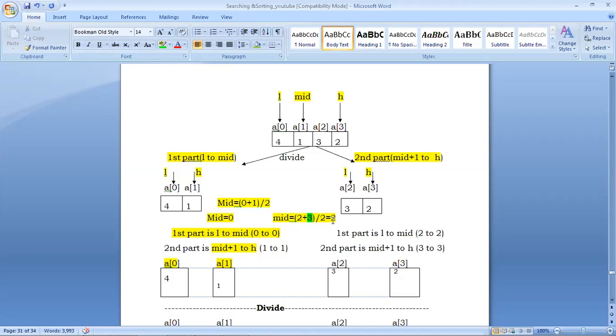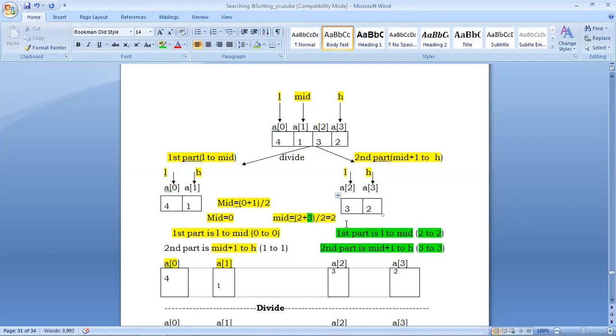Now based on the mid position or mid index, that is 2, you have to split this two elements array into two parts. So the first part is from L to mid. What is the lower index value? 2. So 2 to 2 is the first part. That means only one value is there, that is A of 2. So this A of 2, A of 3 two elements array is split into individual elements of the array. Here A of 2. Now the second part, we have to calculate the index from mid plus 1 to H. So what mid index did we calculate? 2. 2 plus 1, that is 3. 3 to 3 is the second part.